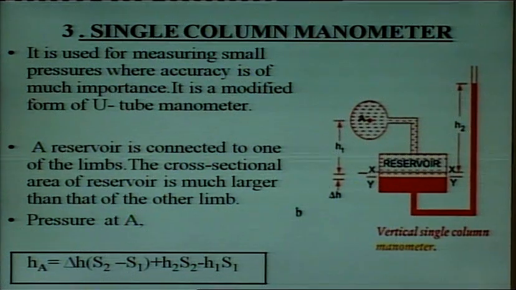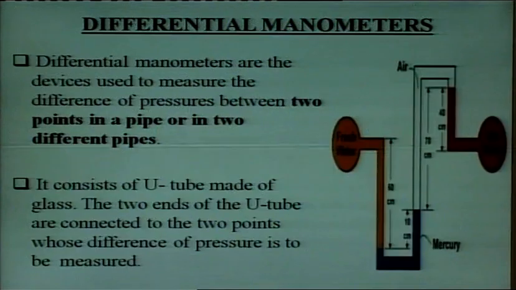So the pressure at A, HA is equal to delta H, this delta H, the difference, ब्रैकेट के अंदर S2 minus S1 plus H2 into S2 minus H1 in S1. So this HA is equal to delta H ब्रैकेट के अंदर S2 minus S1 plus H2 into S2 minus H1 in S1.